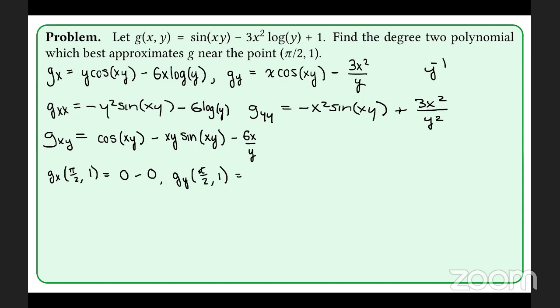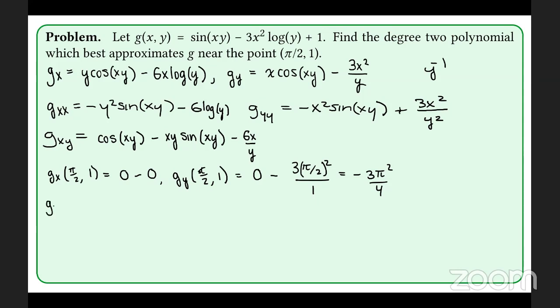And we'll get, okay, at x equals pi over 2. So pi over 2 cos of pi over 2, that's 0, minus 3 times pi over 2 squared, all over 1. So that's just minus 3 pi squared over 4. Okay?